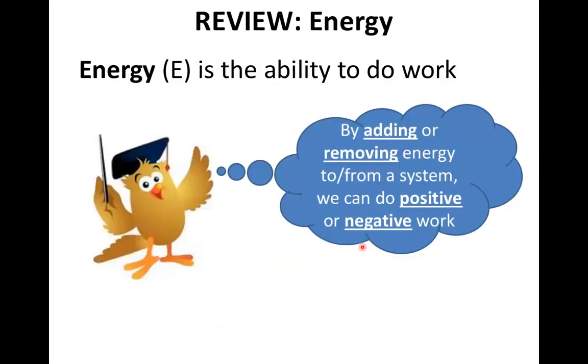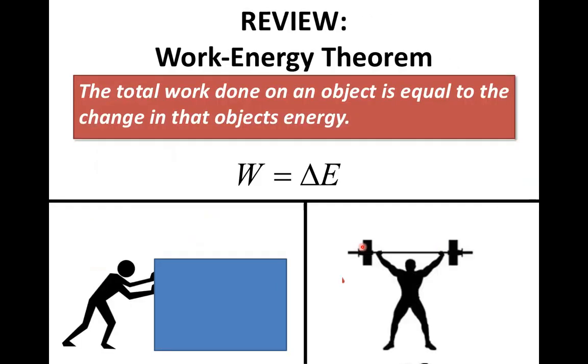Energy is the ability to do work, and we can add energy to a system or remove energy from a system in order to do positive or negative work. Energy is therefore scalar and also has units of joules. The work energy theorem states that the total work done on an object is equal to the change in that object's energy. So whatever gain we get in maybe kinetic energy is due to the work that is put into the system. Whatever gain in gravitational potential energy we get is due to the work.